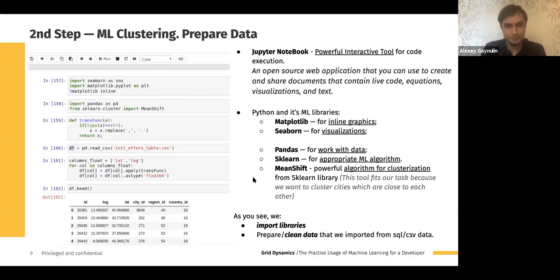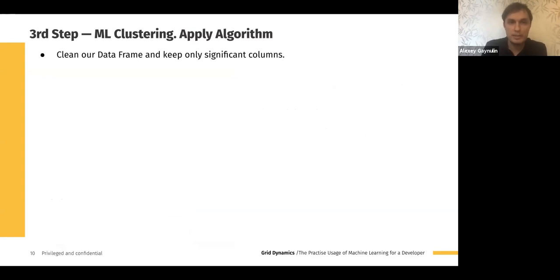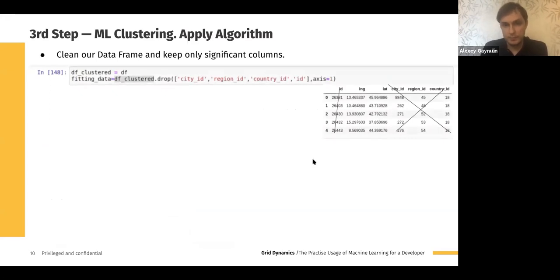So let's go on. The third step, machine learning clustering, apply algorithm. First of all, we need to clean our data frame and keep only significant columns. So as you can see, for our task, we drop the following columns. ID, we don't need offer ID for clustering cities. We don't need city ID because city ID is just a digit that we got from a supplier. We don't need region ID and country ID. We need only longitude and latitude of each offer. So we just drop this data. It's not machine learning either, I can say.